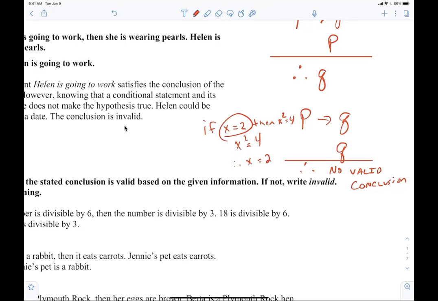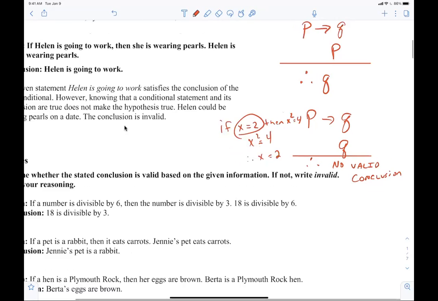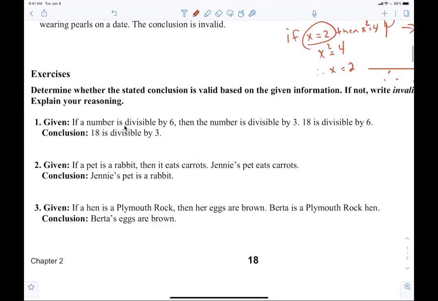No, that's not true because X could have been what? -2. So hopefully you understand what I'm saying. It has to be P, Q, P, therefore Q. All right, so I think I've done a good job explaining that. We'll find out right now.